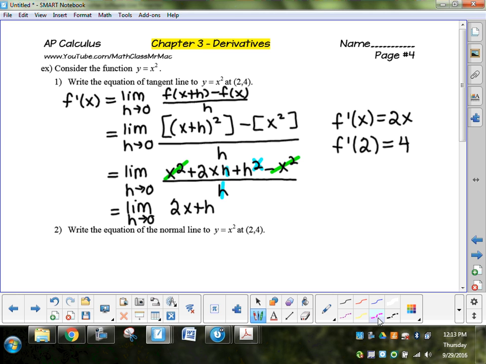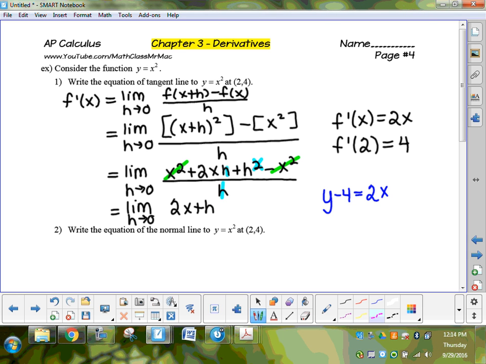No, that's the equation for the derivative. Who can tell me what the equation of our tangent line is going to be, Scott? That's what you say? y minus 4 equals 4 times quantity x minus 2. What's the slope of our tangent line? The slope that we need is 4. The point that we're using is (2, 4).